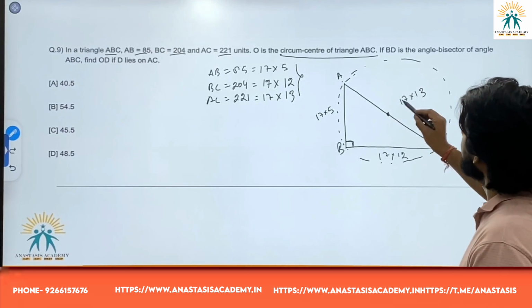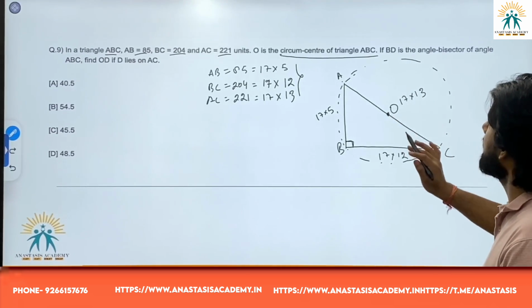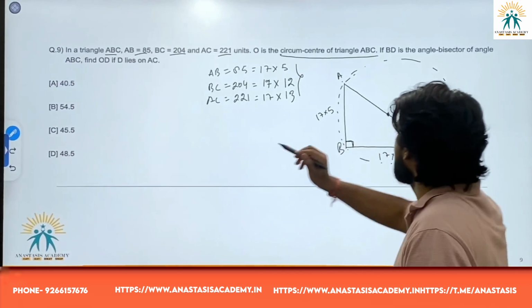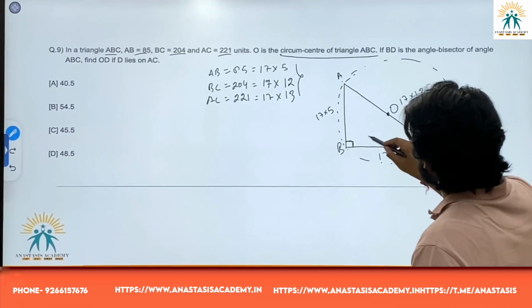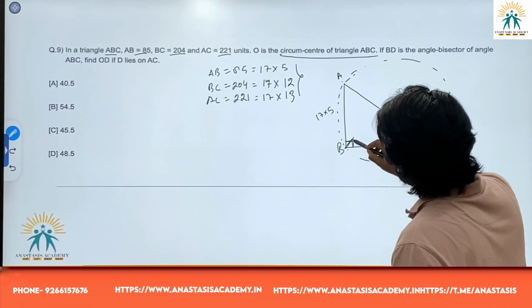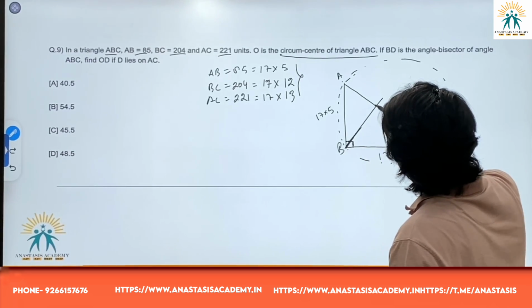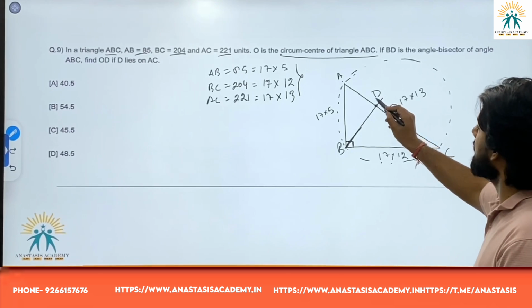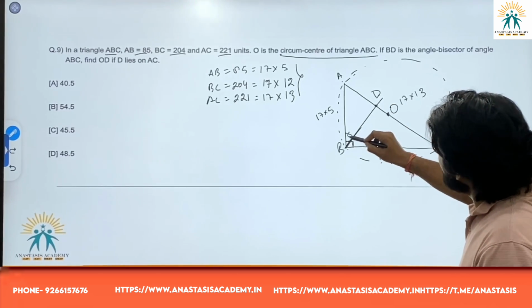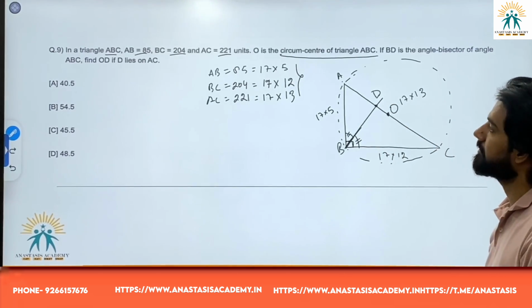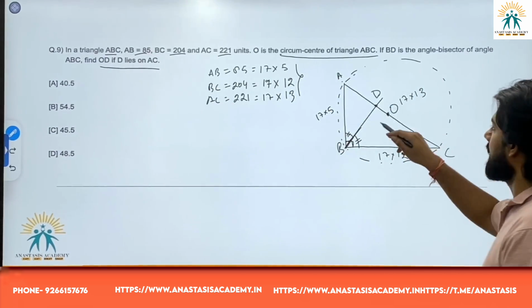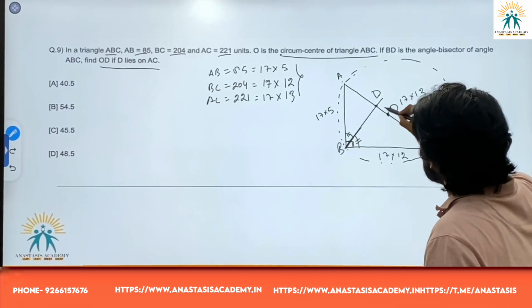Now this O is the center. BD is the angle bisector of angle ABC. Angle ABC is this 90 degrees, and the angle bisector of it is BD. This angle bisector is giving me AD, so this angle is equal to this angle. Now find OD if D lies on AC. I need to find this length.